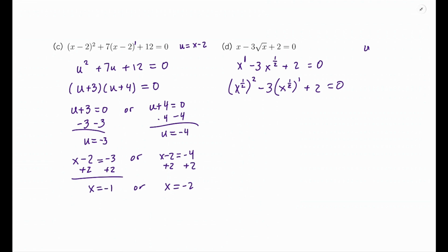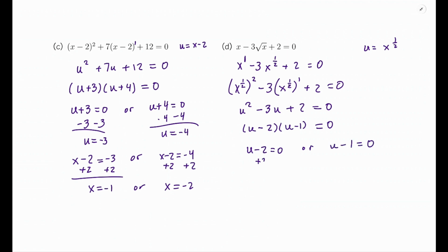So now I can see I'm going to let u equal x to the 1/2 power. So we get u squared minus 3u plus 2 is equal to 0, which factors as u minus 2 times u minus 1 equal to 0. We get u minus 2 equals 0, or u minus 1 equal to 0. Add 2 to both sides, add 1 to both sides, and we get u equal to 2, or u is equal to 1.